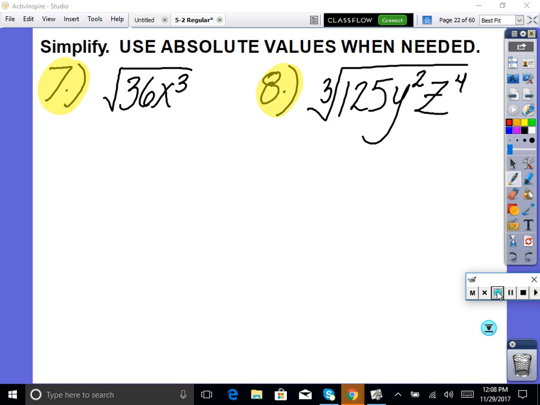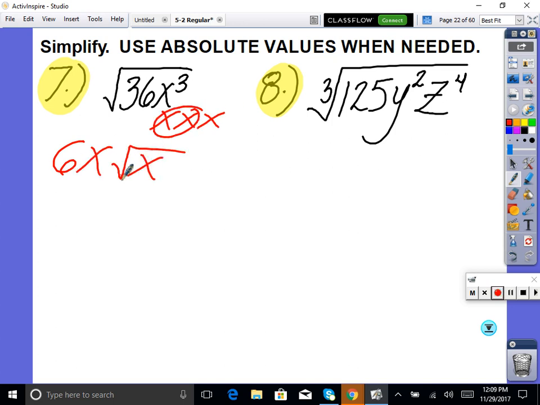Okay, I'm going to add in, use absolute values when needed for extra practice on just this section. Okay, here we go. Number 7, square root of 36, 6, and then square root of x cubed. If you need to go back to basics and do this, that's fine for the first one. Isn't this what we're looking at? 6x square root of x.